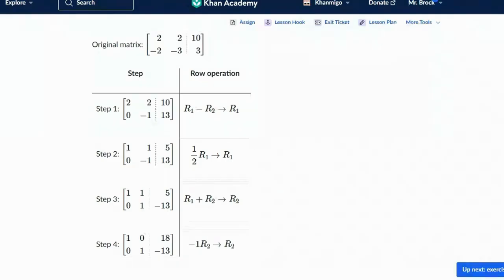So what did we do to change -2, -3, 3 to 0, -1, 13? I'll give you time to think through that. One of those two things would cause this row to turn into this row.